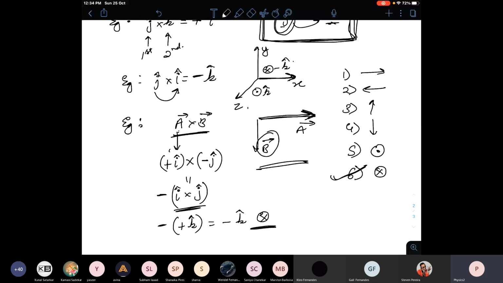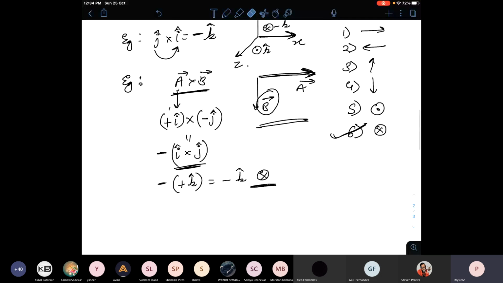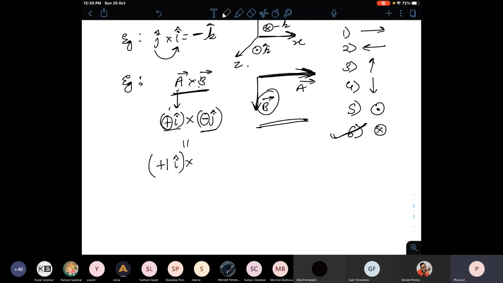Okay, so what I did here, see again. First of all, write the directions of A vector and B vector. A vector is like this, so A vector is in the positive X direction, so plus I cap. B vector, you can see that it is in the negative Y direction, so minus J cap. Now see this plus sign and minus sign. They can be written like this: plus 1 I cap cross minus 1 J cap, right? Like this can be written.